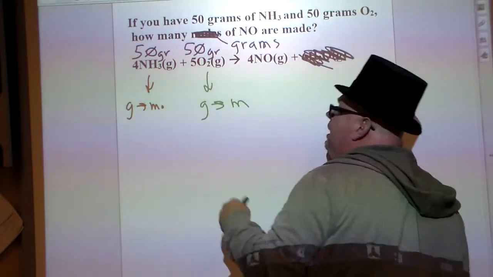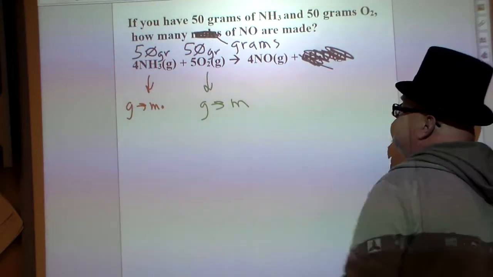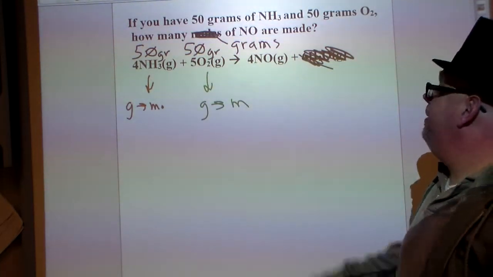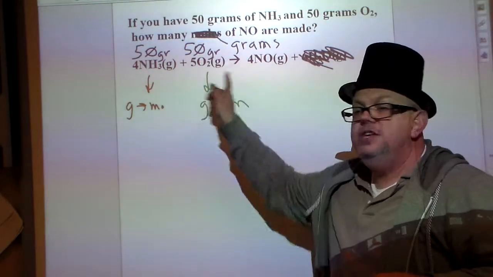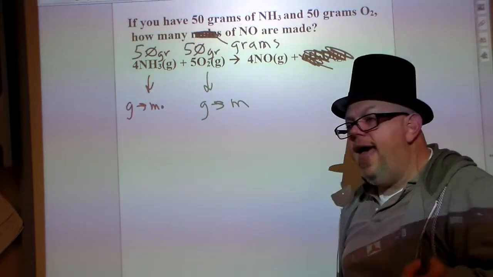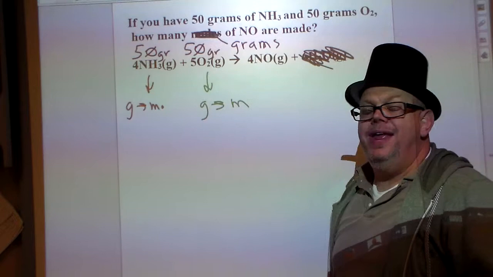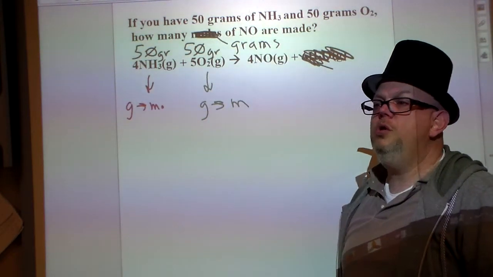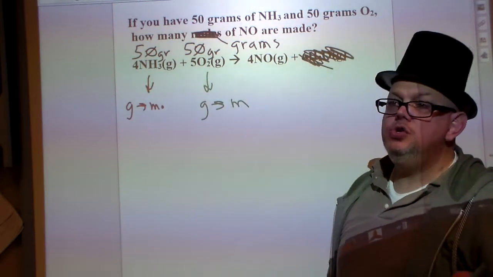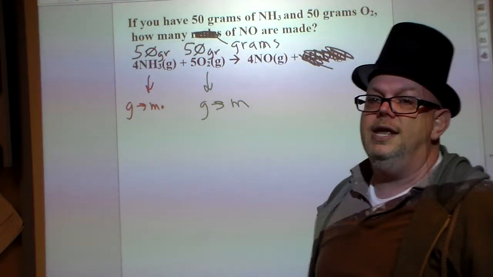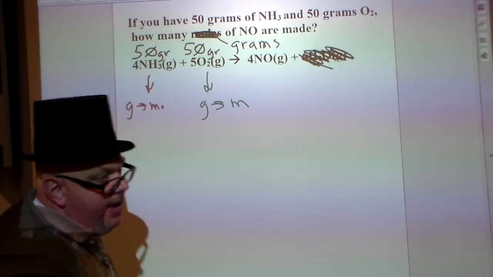In both cases, we're going to have to divide. Okay? Then we're going to look at this, and then we're going to be able to figure out how much NO we are going to make. Because one of these two is going to run out. And that is where you get the idea of limiting reactant. Because so oftentimes, in any manufacturing process, you're going to run out of one particular reactant or one particular ingredient. Usually it's going to be your most expensive ingredient. That's going to limit you on how much product you're going to make.